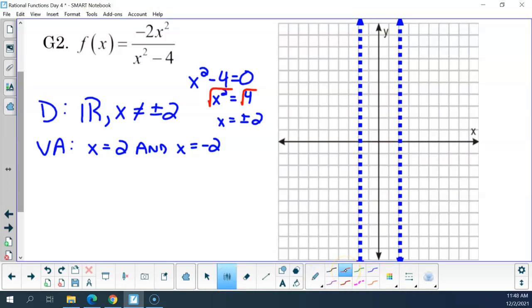Degree on the top is 2. Degree on the bottom is 2. That's the same. So my horizontal asymptote then is going to be y equals lead coefficient over lead coefficient. -2 over 1 is just -2.